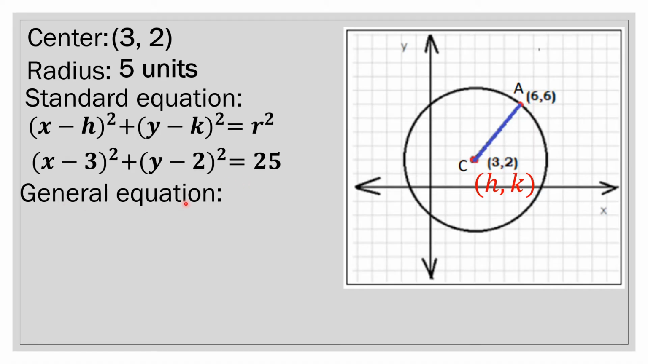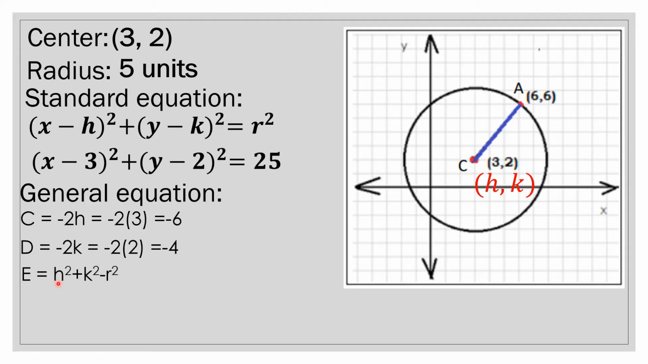Next is our general equation. So, you need to solve first for the values of c, d, and e. Solving for c, our formula is negative 2 times h. Our h is 3, so negative 2 times 3 equals negative 6. Then, our d is negative 2 times k. K is 2, so it means we have negative 2 times 2 equals negative 4.